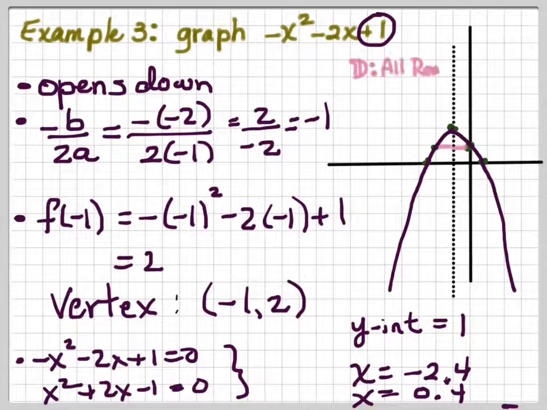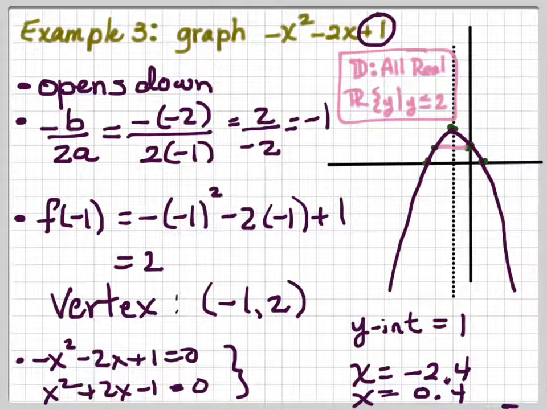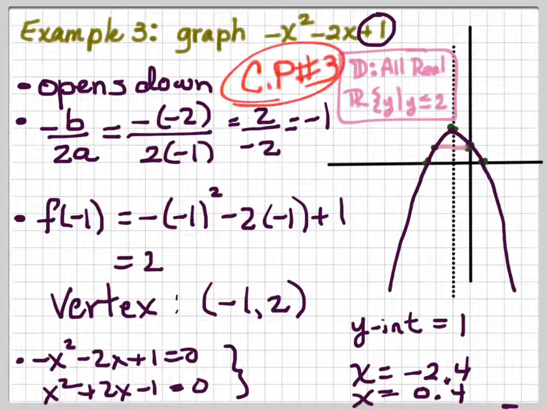All right, so let's ask this question. What's the domain and the range of this function? Well, the domain is going to be all real numbers, regardless. But the range never gets above 2 on the y-axis. So one way we could write this would be the range is all y such that y is less than or equal to 2. There's other ways of doing it. We'll do it another way in the next example. So go ahead and do your checkpoint number 3.